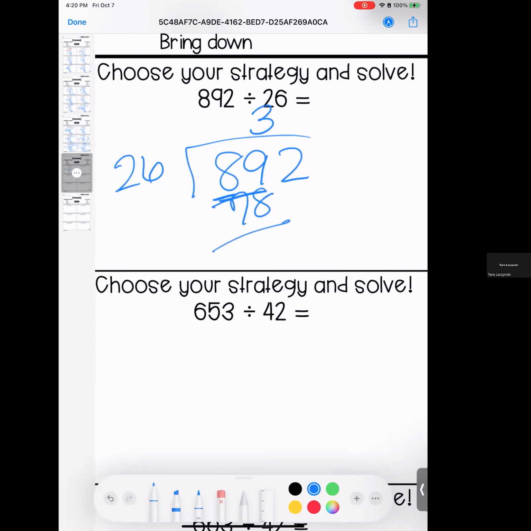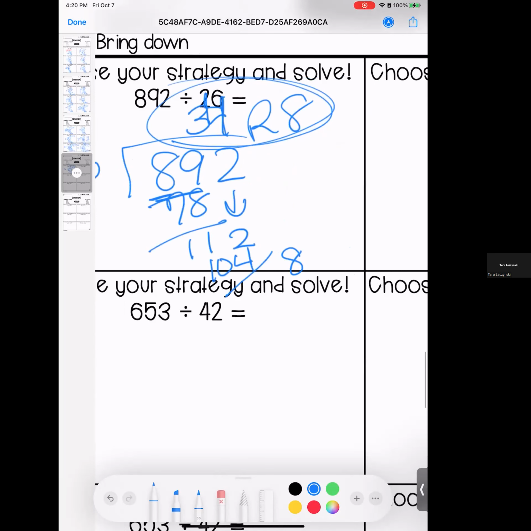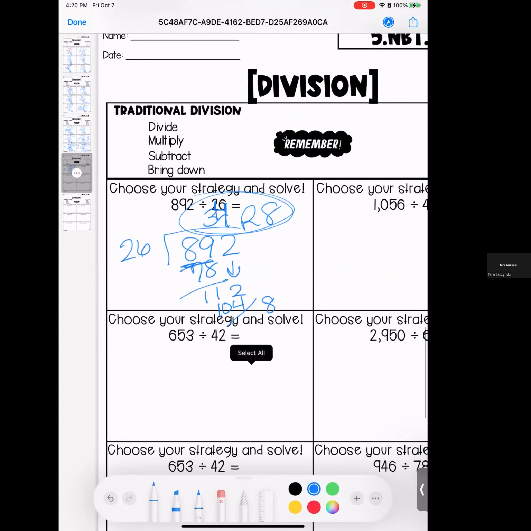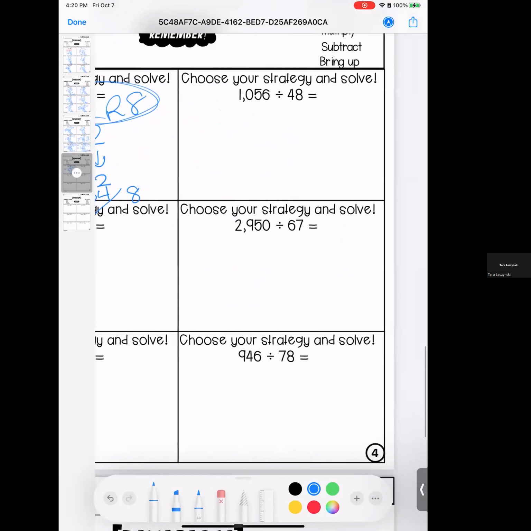When I subtract that, I get 11. I bring down my 2. 4 times 26 is going to give me 104. When I subtract, I have a remainder of 8. So this is going to be 34 with a remainder of 8. Sliding over. Sorry, friends, this keeps cutting off my screen. There we go. 34 with a remainder of 8.